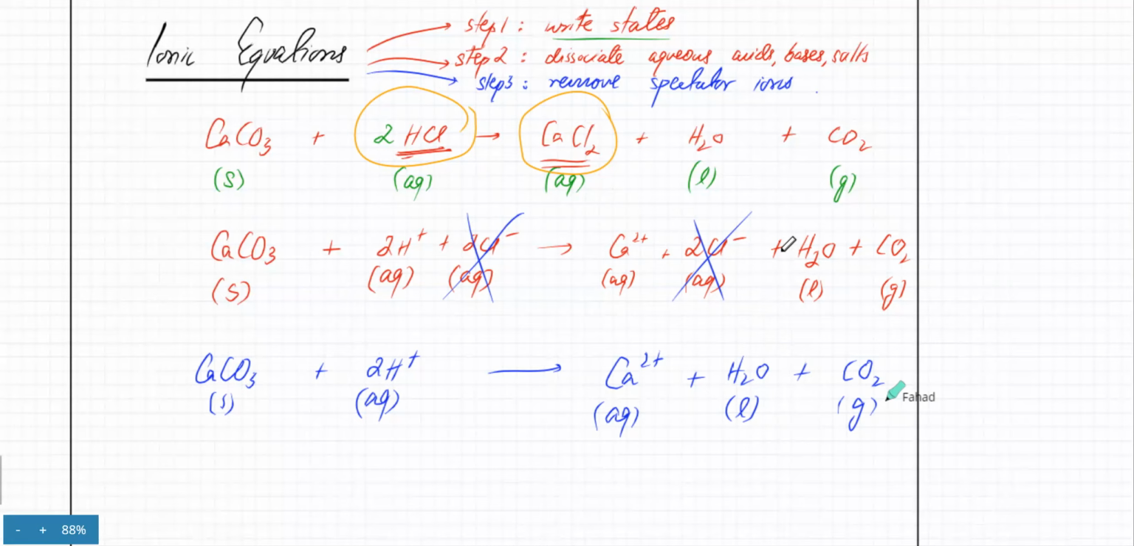Once you've written this and you've dissociated these two compounds, remove the ions that are not doing anything, which in this case is Cl minus 1. और जब आप उसको remove करोगे, the remaining equation is your ionic equation.